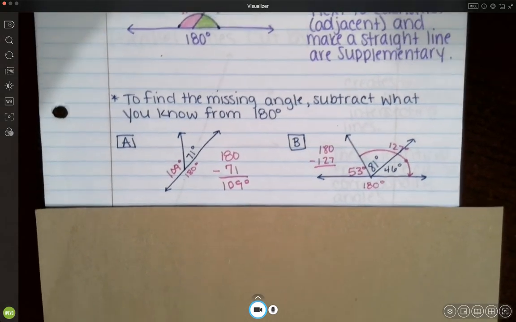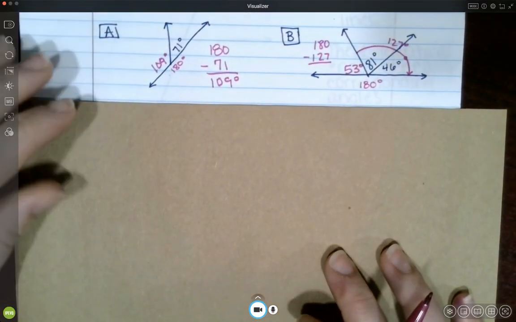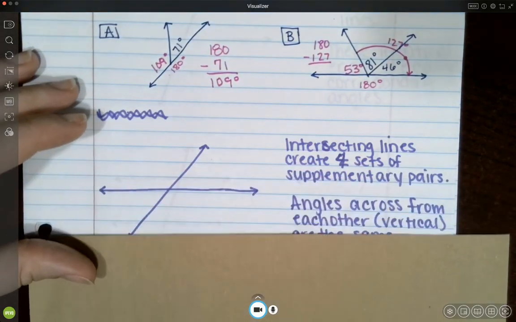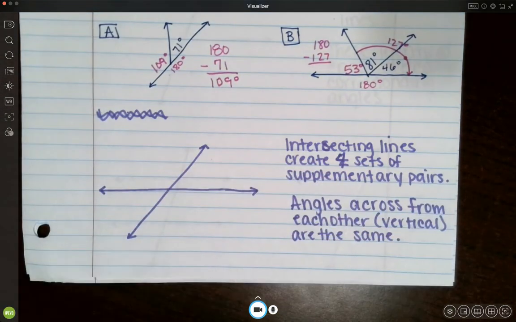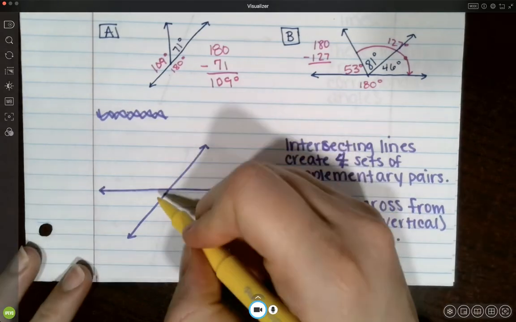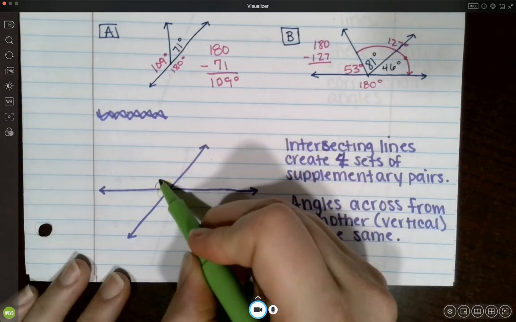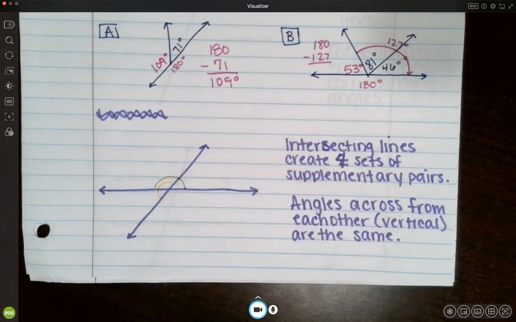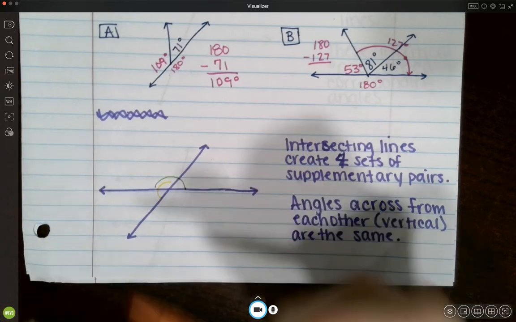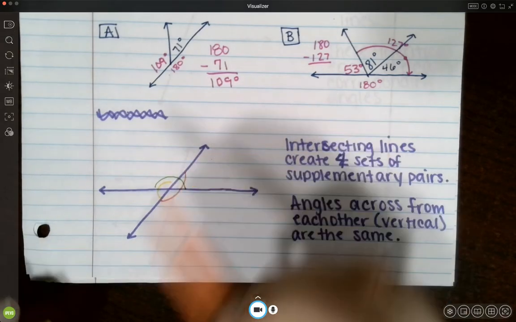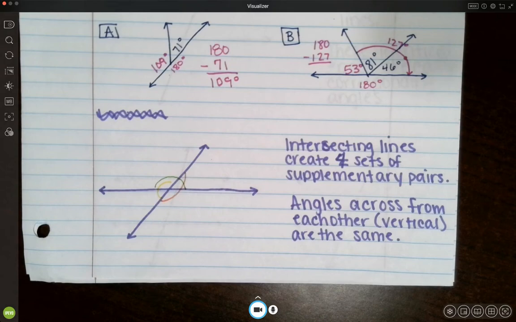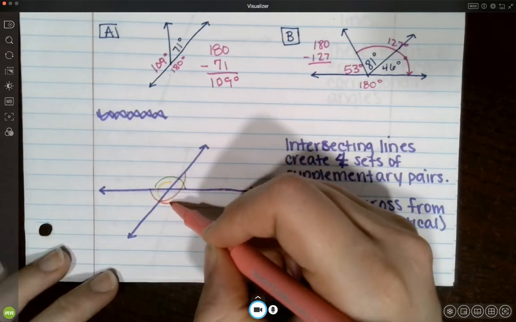So what ends up happening sometimes with the straight line is they intersect. And when I have a set of intersecting lines, it creates four sets of supplementary pairs. Now you might be like, wait, what? Well, I can look at this and say this angle and this angle together make a straight line. Then this angle and this angle make a straight line. And I can say that this angle and this angle make a straight line. And I can also say that this angle and this angle make a straight line.